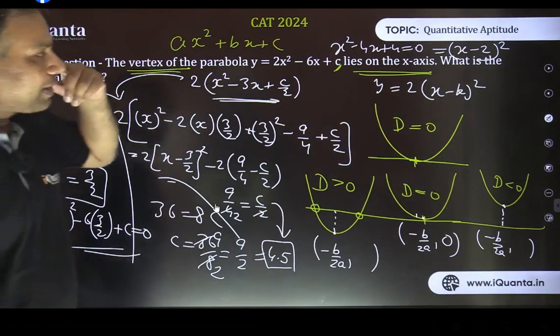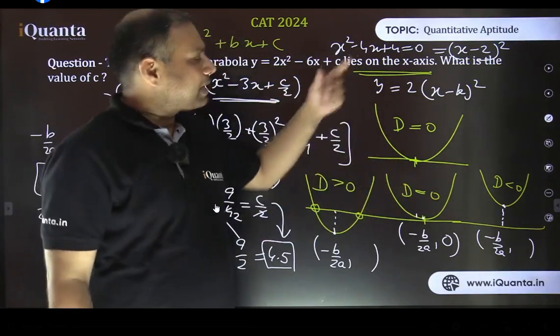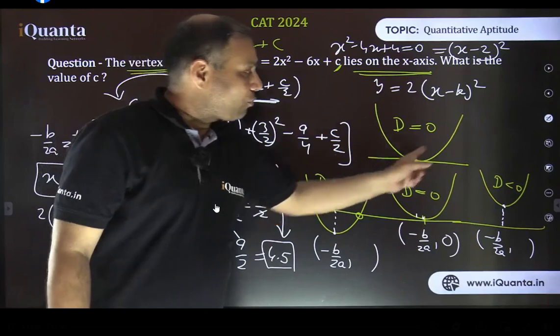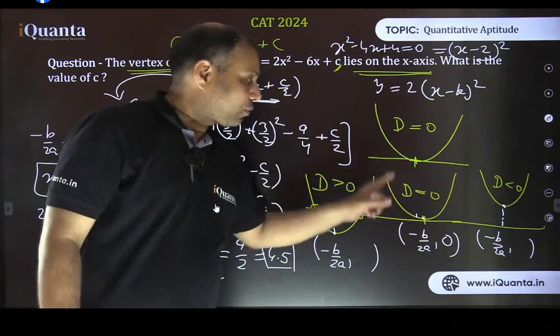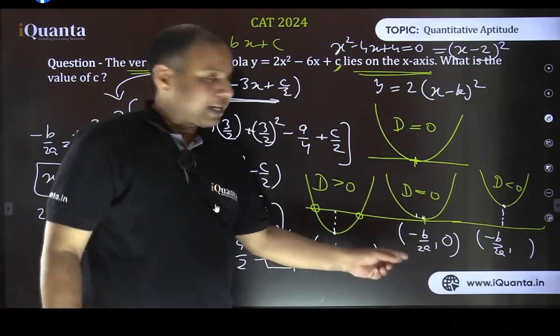Though this was the first question to start with, the best way here was to identify that the discriminant must be 0. The graph is touching the x-axis at one point. If that doesn't immediately click, then we could have also seen the vertex. The x coordinate for the vertex is going to be minus b by 2a. Right? That we saw as the line of symmetry here.